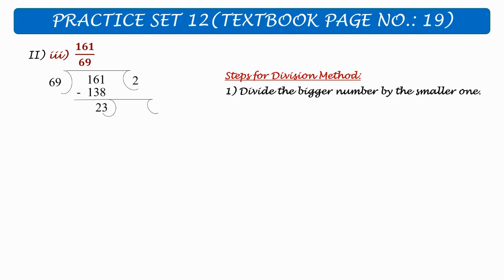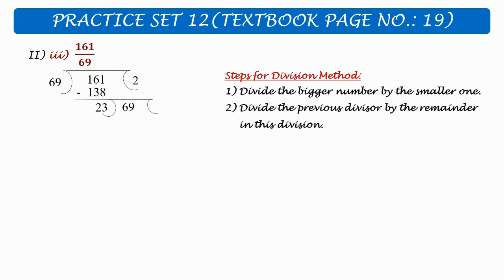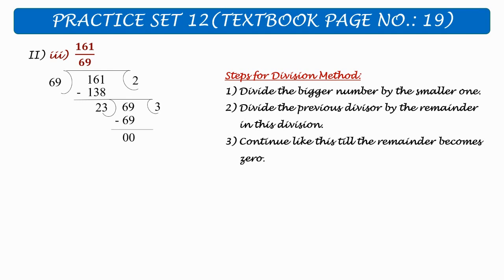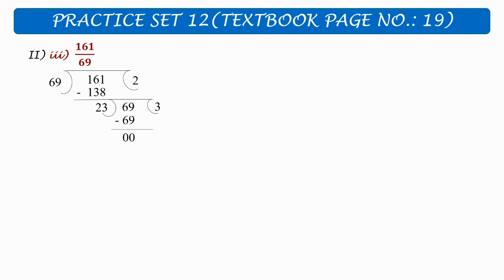Now in the second step, we know that the divisor of the first step, that is 69, will be the dividend, and the remainder of the first step will be the divisor, that is 23. Here we know that 23 threes are 69, so we get the remainder as 0. Therefore, the HCF of 161 and 69 is equal to 23.